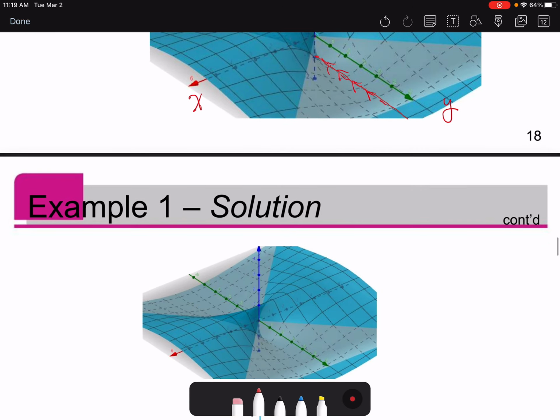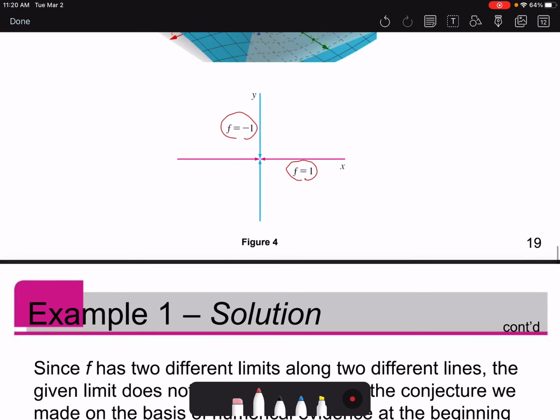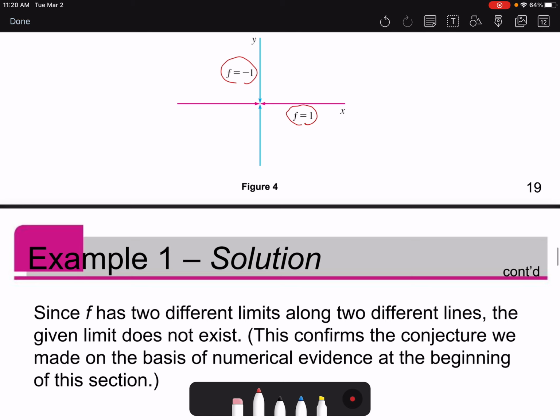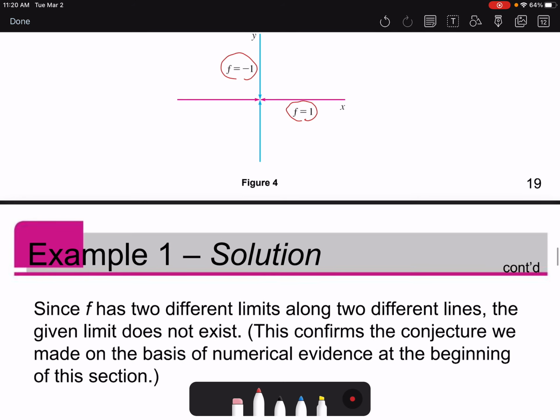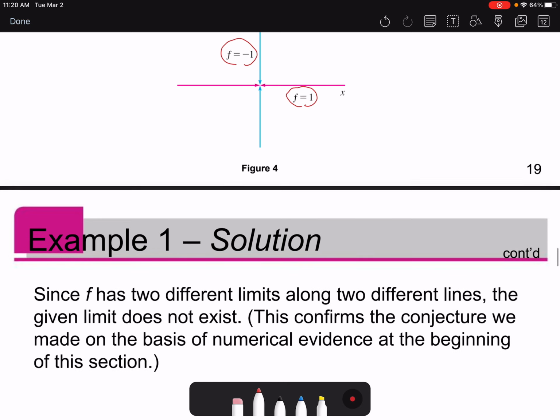So as a result, you can see along the x-axis, when x approaches 0, the function value is 1. Along the y-axis, when x equals 0, the function value is negative 1. They don't go to the same place. All right, so since f has two different limits along the two different lines, the given limit does not exist. As long as you can find one example where the function values do not match along two different paths, then the limit does not exist.